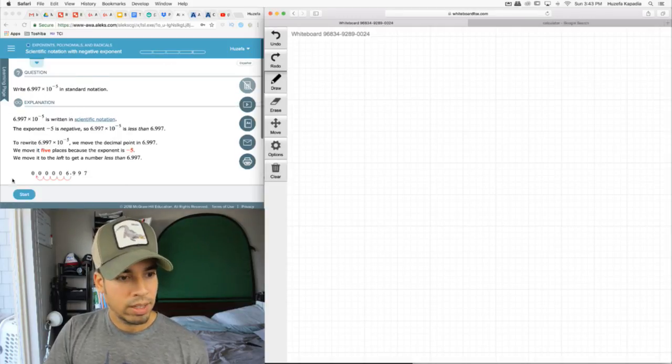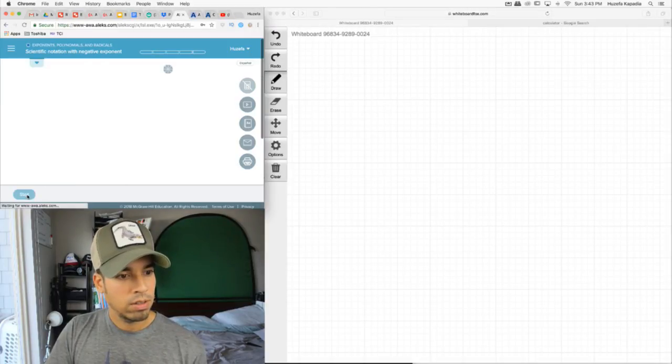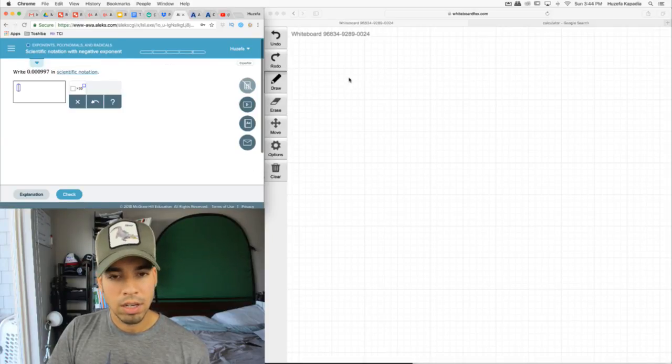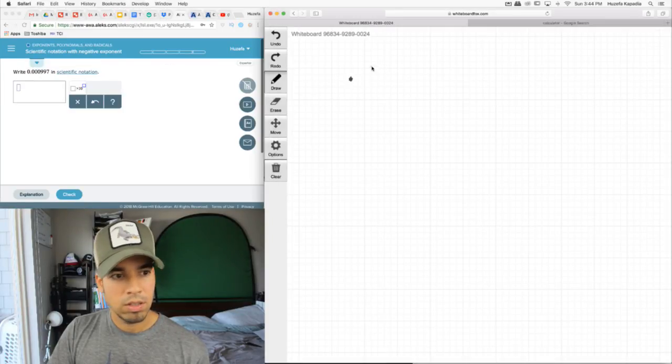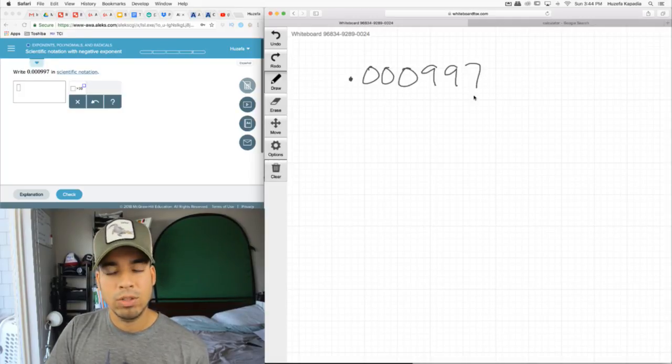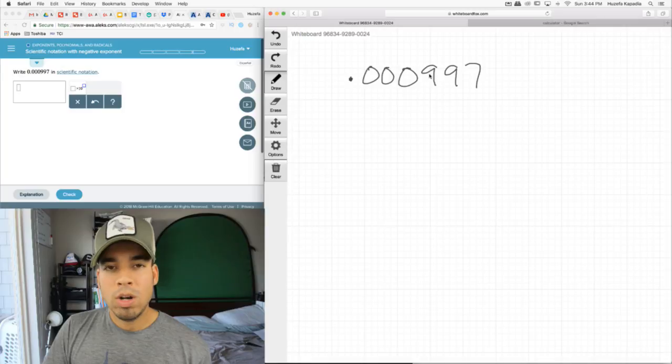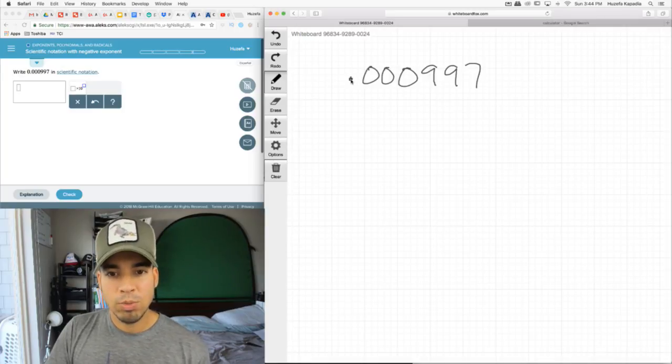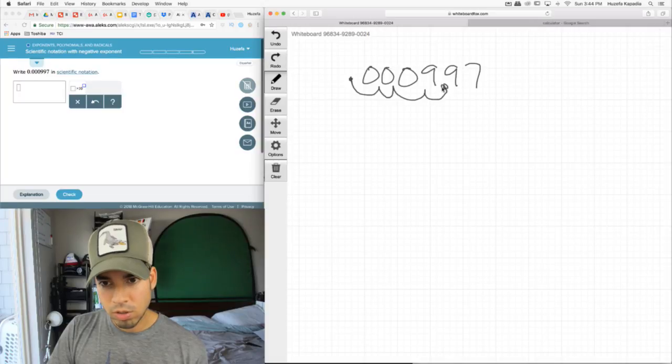Scientific notation with a negative exponent. Okay, 0.000997. Place this in scientific notation. I only want one non-zero number to the left of the decimal, meaning I have to move the decimal once, twice, 3 times, 4 times.